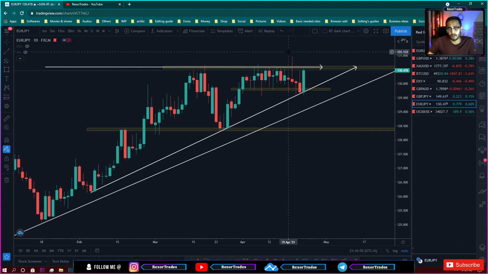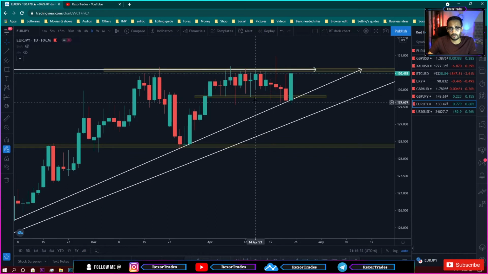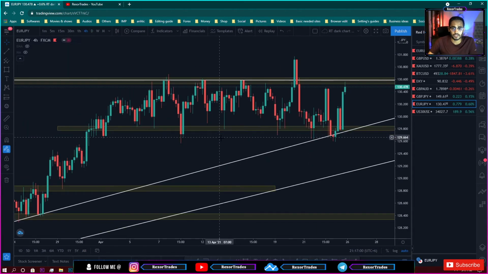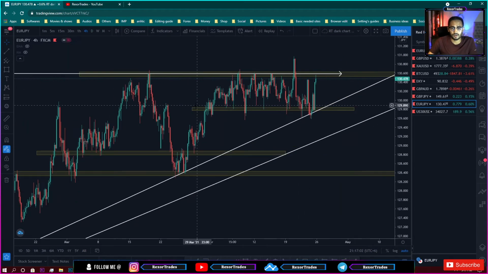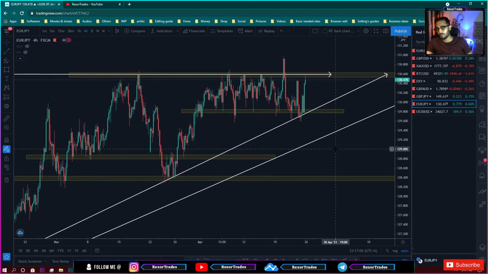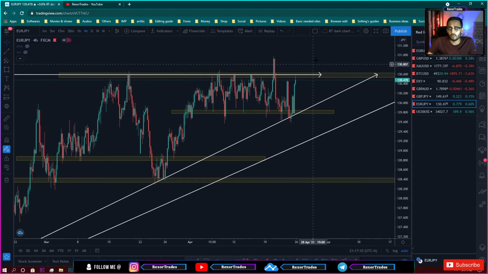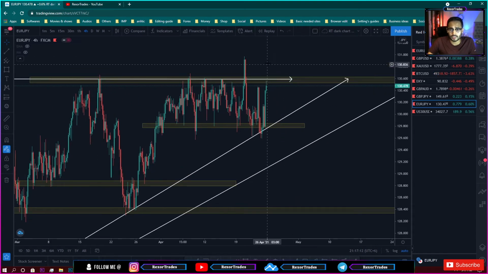But for now, in this week, EURJPY is still in its consolidation phase, retesting these two key zones over here. If you look at the 4-hour time frame, you can see it better. You see all this consolidation phase between two zones over here. EURJPY hasn't really made a breakout of these two zones yet, so we'll be waiting to see if EURJPY breaks and closes above this zone or breaks and closes below this zone.